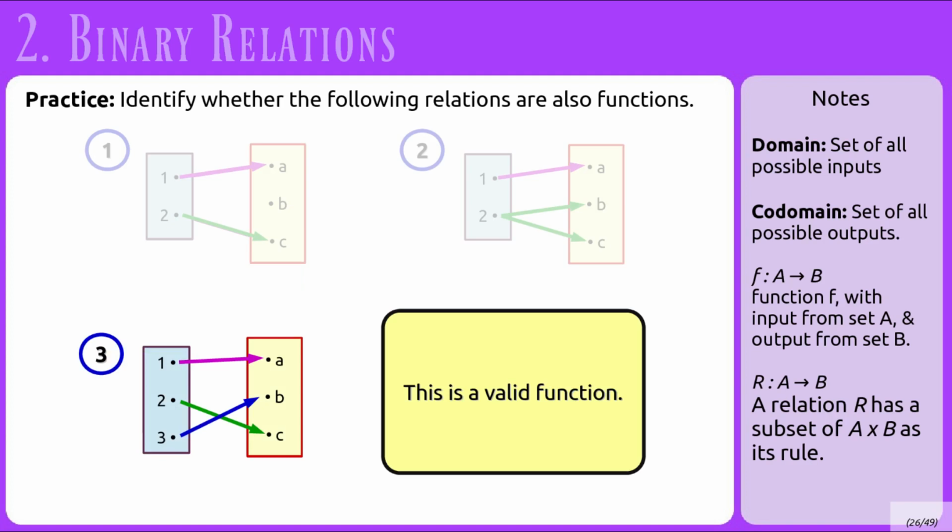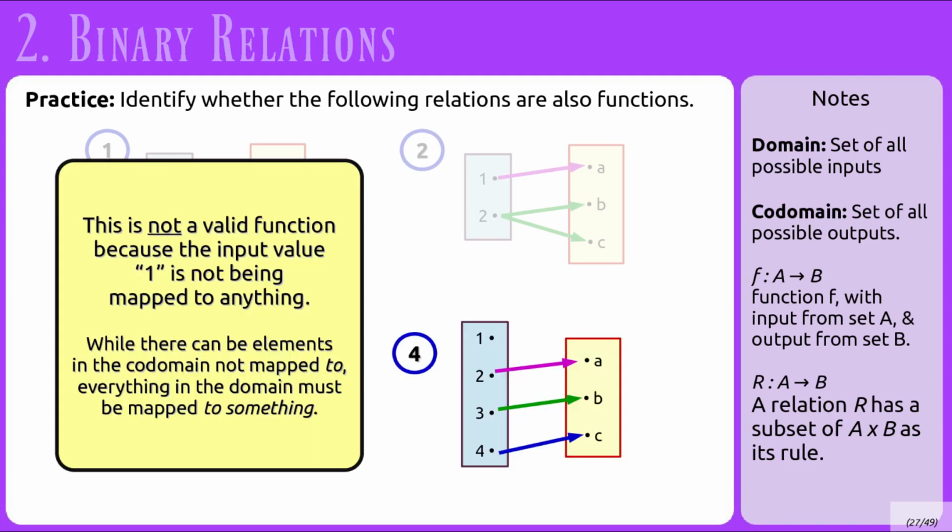Number 3 is a valid function. And number 4 is not a valid function because the input value 1 is not being mapped to anything. While there can be elements in the codomain that are not being mapped to, everything in the domain must be mapped to something.